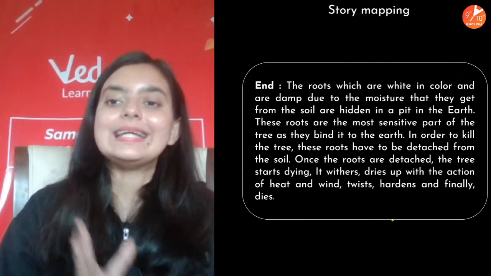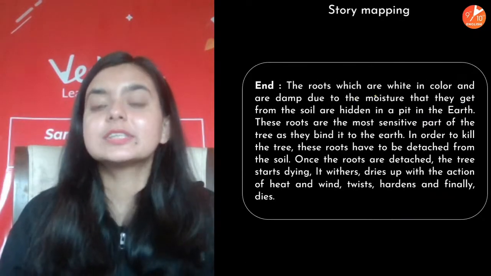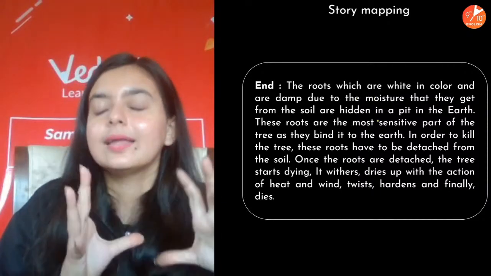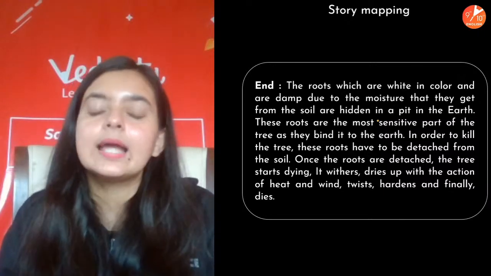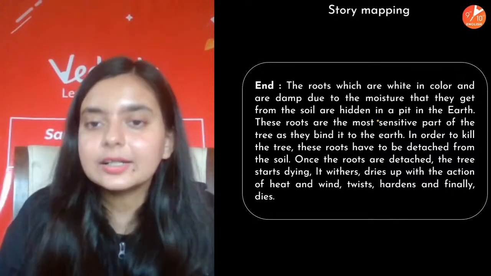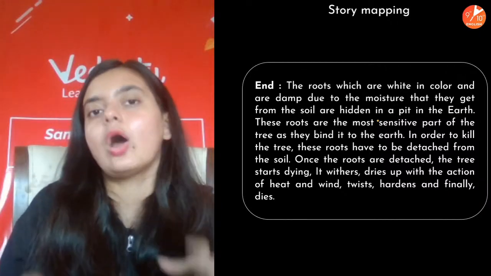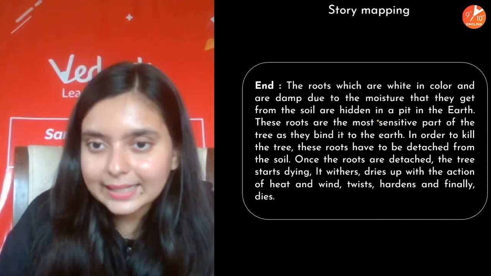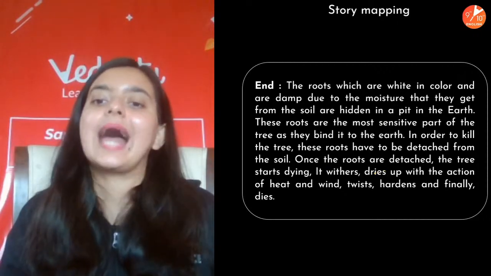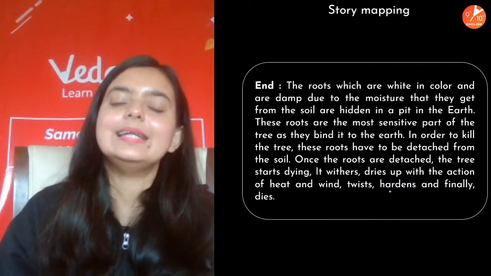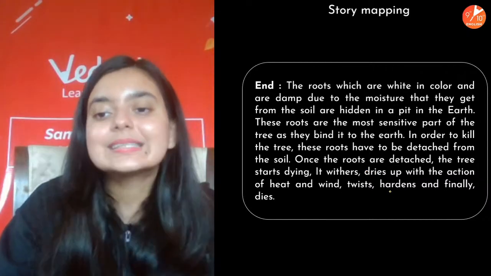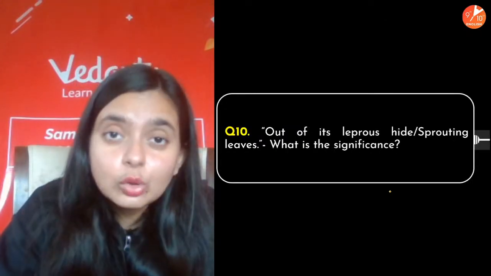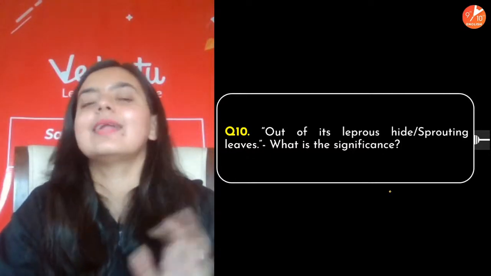So in order to destroy it, it needs to be uprooted, and the roots are the most sensitive part, because they are binding the tree to the soil. In order to kill the tree, the roots have to be detached from the soil, almost like detaching a life, taking away a life from the womb of Mother Earth, right? And then once detached, it dries, it withers, and finally it gets hard, twists, and dies. So this entire process is almost as gruesome, as monstrous, as taking the life of a human being.